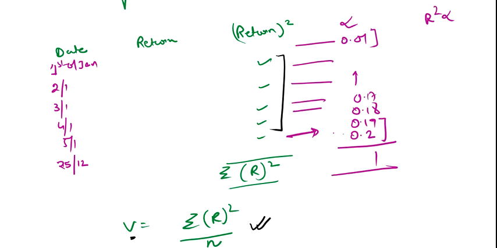Means I will multiply both of them. And here I'll be getting r square alpha. Now I'll be taking the sum of this. And when you are multiplying any number with the weights, you don't have to divide it by anything, because it's already averaged.